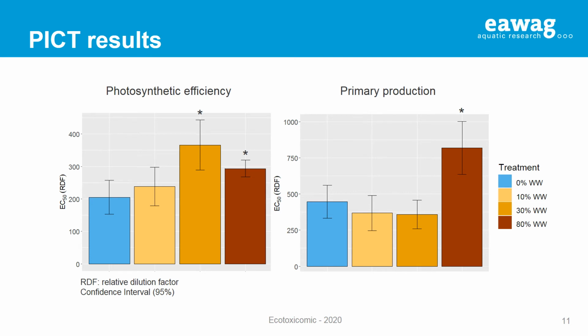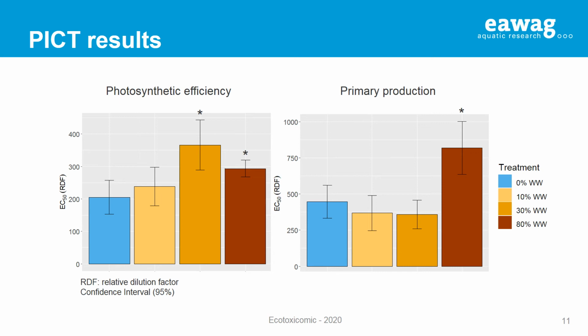We could observe a significant increase in EC50 for 30 and 80% for the photosynthetic efficiency and 80% for the primary production, meaning that these Periphyton were more tolerant to micropollutants from the passive samplers than the control ones. These results confirm that wastewater induced the tolerance of Periphyton to micropollutants, and therefore that PICT is reproducible in controlled conditions. We answered yes to the first question of the project for the 2 measured endpoints.